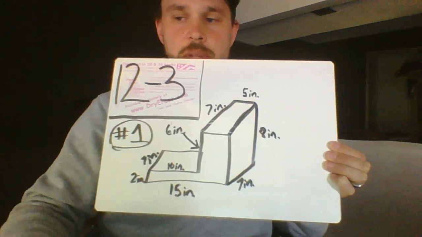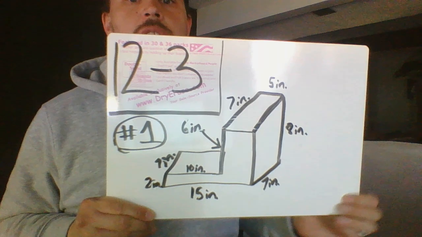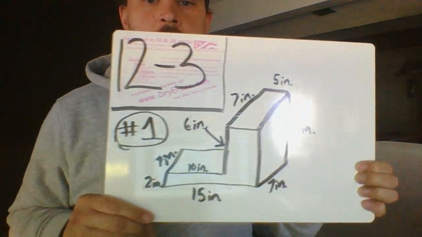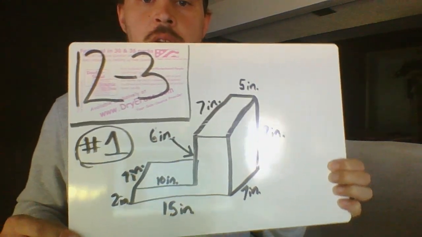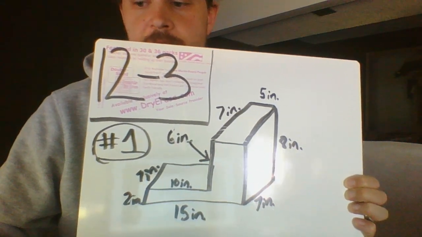Let me turn this a little bit, a weird angle there. Okay, so what you're going to do is find the length times the width times the height of two different volumes. So you're going to need to break these apart. Okay, so I'm going to divide it into A and B.